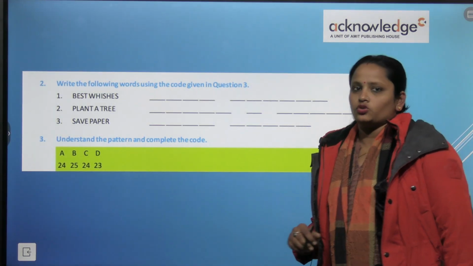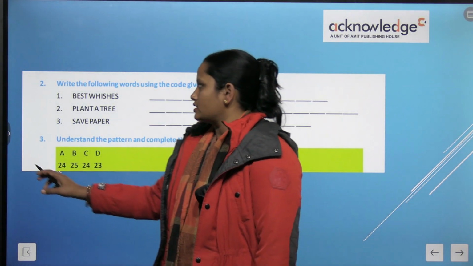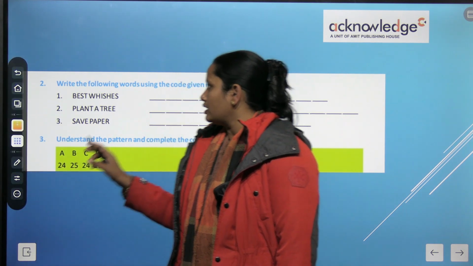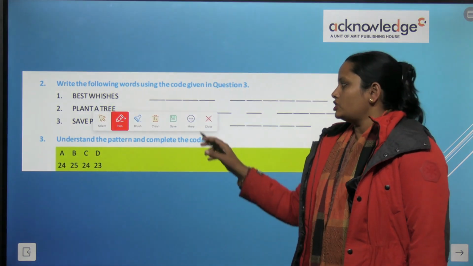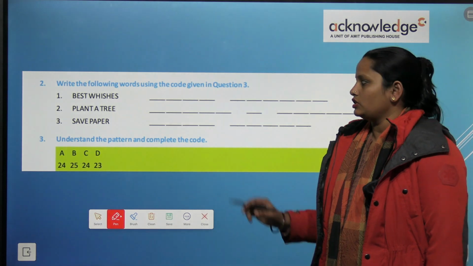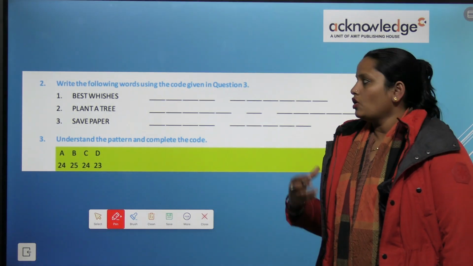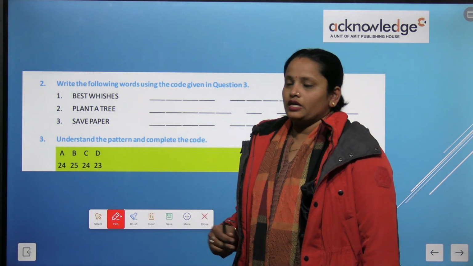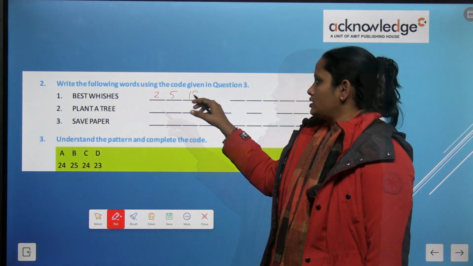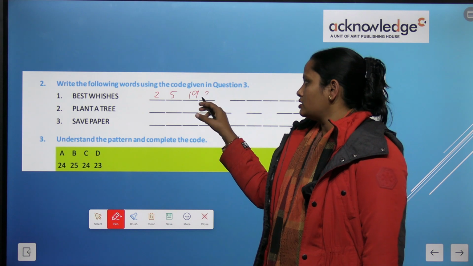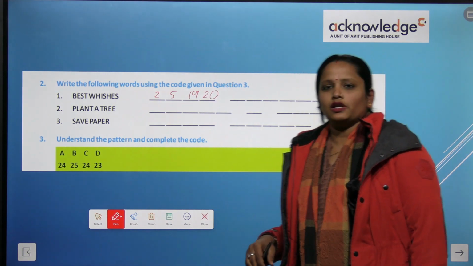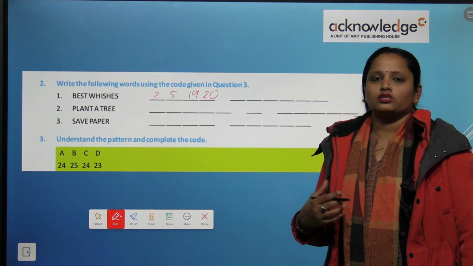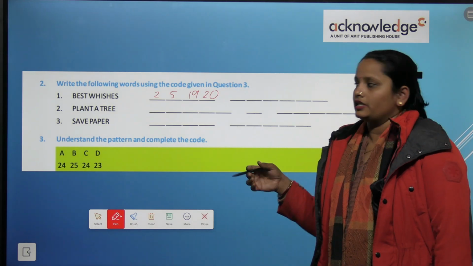Now let's come to the next exercise. Write the following using words using the code given in question number 3. So codes को हमें देखना है और उसके according we have to write here. So यहाँ पे best के लिए it will be 2, 19 and 20. Similarly, you have to write down the code on seeing the alphabet list.